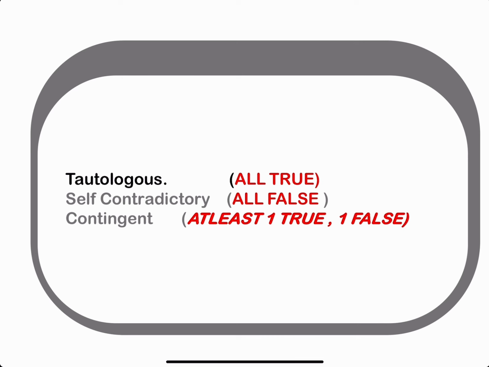Now let's see the summary. In tautology, if the main operator column is all true, then it is a tautology. In self-contradictory, it is all false, and in case of contingent, at least one is true and one is false. So this is in case of contingent.